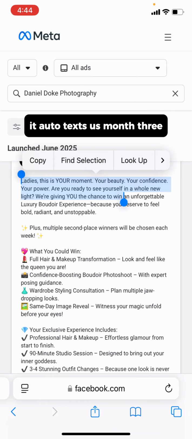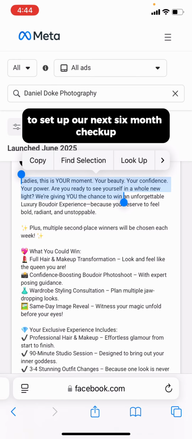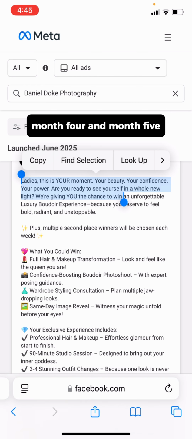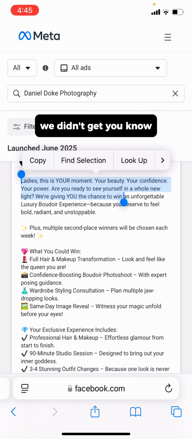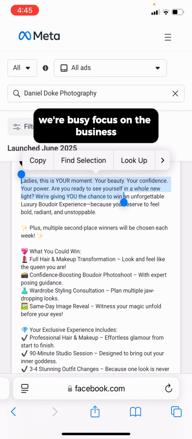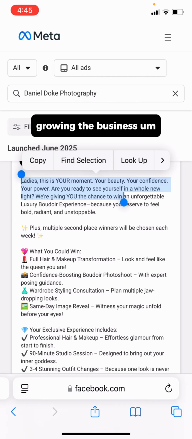It auto texts us month 3. We ignore it. Month 3 to set up our next 6-month checkup, and 3 months from then, and text us month 4 and month 5. We ignore both those. And month 6 comes and goes, and we do nothing. We didn't go to the dentist. We didn't get our 6-month checkup. And why is it? Well, we're busy, focused on the business, growing the business.